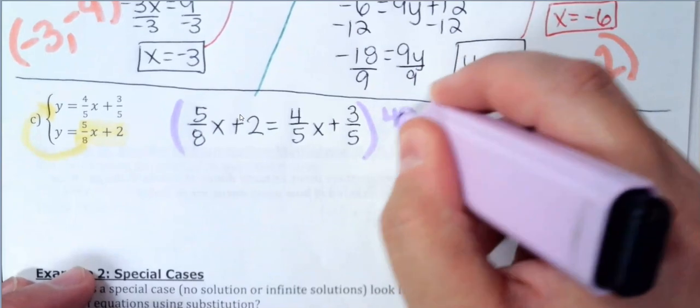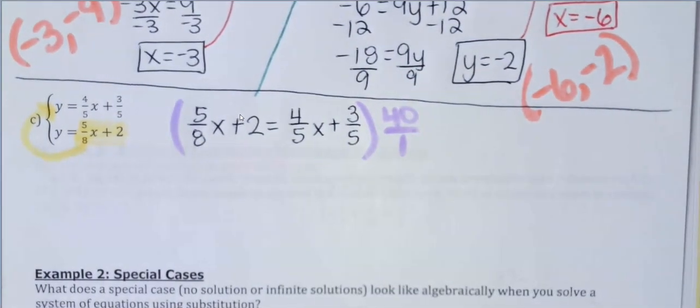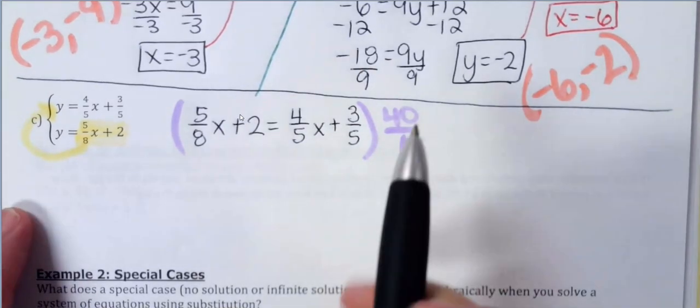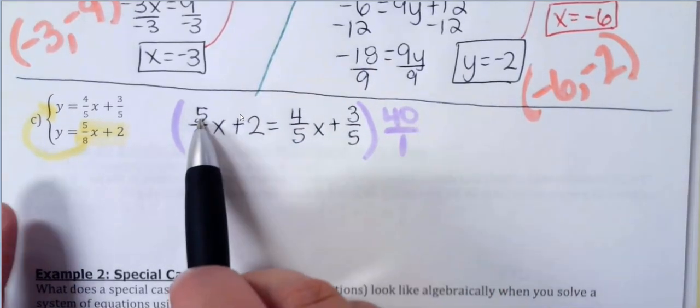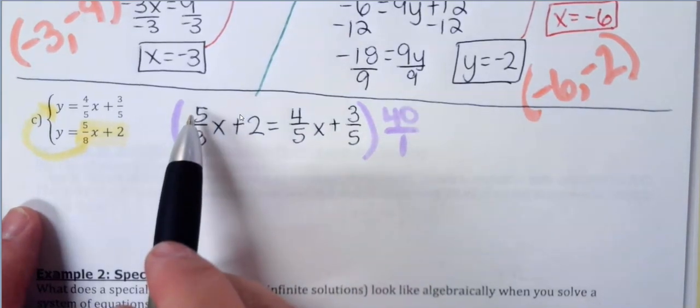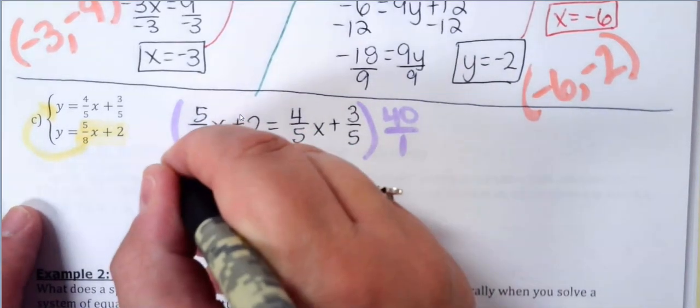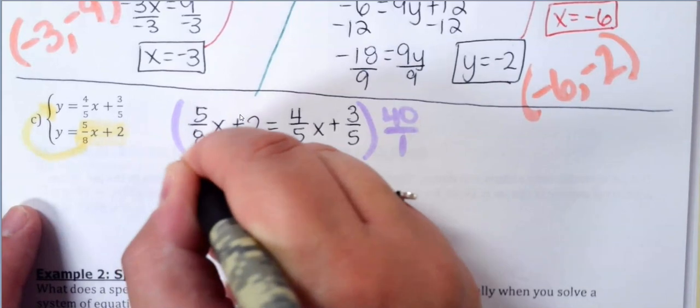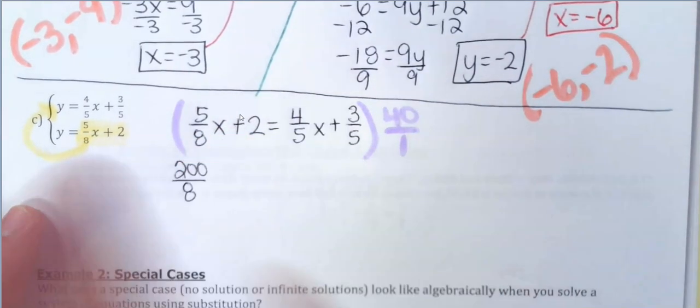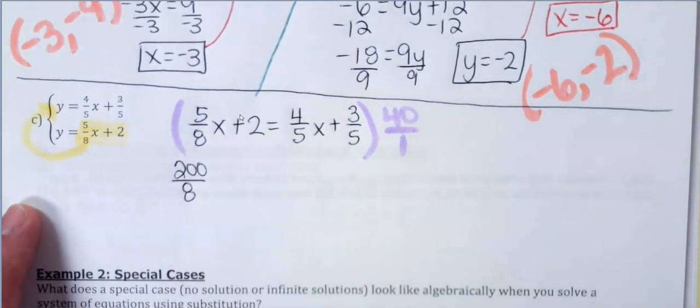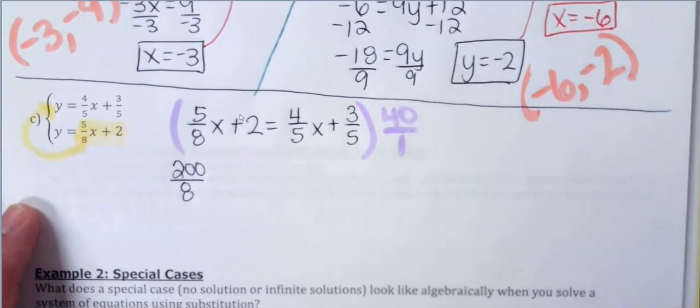I'm going to multiply everybody by 40. So everybody, including the 2. Now, when you do that, just multiply 40 by the top of the fraction, okay? So I'm going to have 5 times 40 is going to be 200. The bottom would stay the same, because the bottom would just get multiplied by 1. If you multiplied the top and the bottom by 40, then you're not multiplying by 40, you're multiplying by 1.